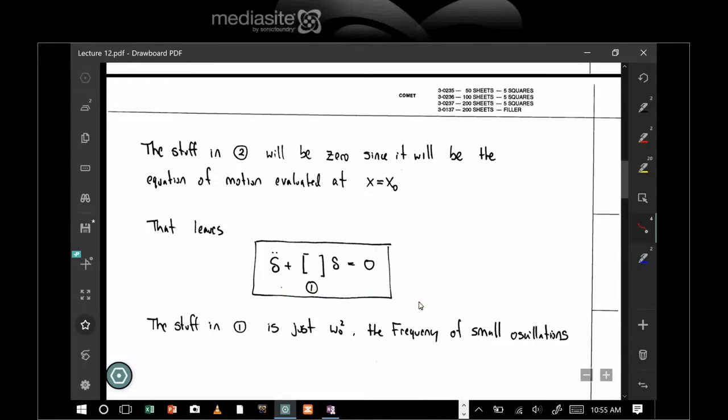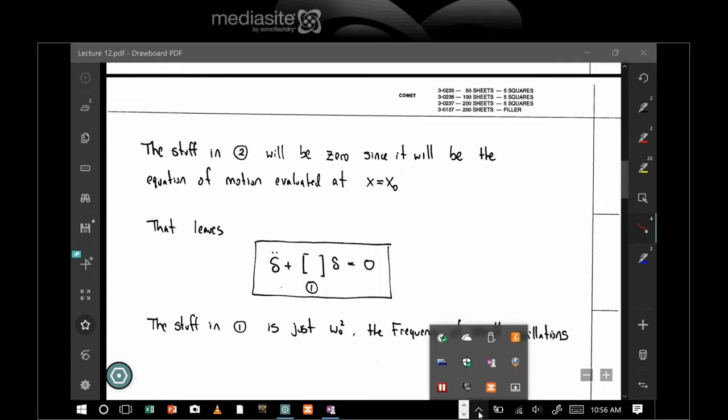And that equation there is simple harmonic motion. So it's delta double dot plus some constant times delta equals 0, and that constant is omega naught squared. What we've done is really taken our force, Taylor expanded it to look like Hooke's law and write down simple harmonic motion, and thus I can describe the frequency of oscillation about that equilibrium point. That's the method. So let's take a look at an example.